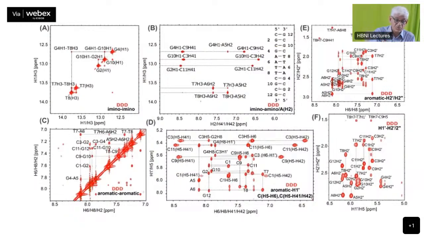So this is H1 prime, H3 prime to H1 prime, H3 prime NOE correlations, and the imino correlations there. And this is 12.5 ppm to 14.14 ppm. These are imino correlations. This is H6, H8, H2 to H6, H8, H2. This is the base correlations. These are all proton based experiments. And similarly here also, we discussed this already.